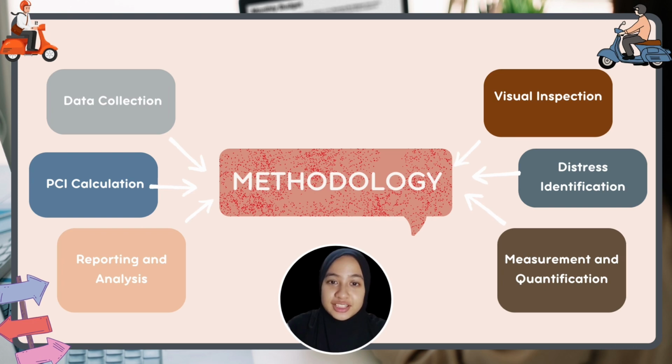Next is data collection. The data collected, including distress type, severity, and location, is recorded in a comprehensive database or software system. This data forms the basis for calculating PCI. After that, PCI calculation. The PCI is calculated using predetermined formulas or algorithms that consider the type, severity, and extent of distress found in the pavement. The PCI is usually represented on a scale from 0 to 100, with higher values indicating better pavement condition. Lastly, reporting and analysis. The results are analyzed and compiled into reports that provide an overview of the pavement condition, identify critical areas, including maintenance or rehabilitation needs, and help prioritize allocation of resources.